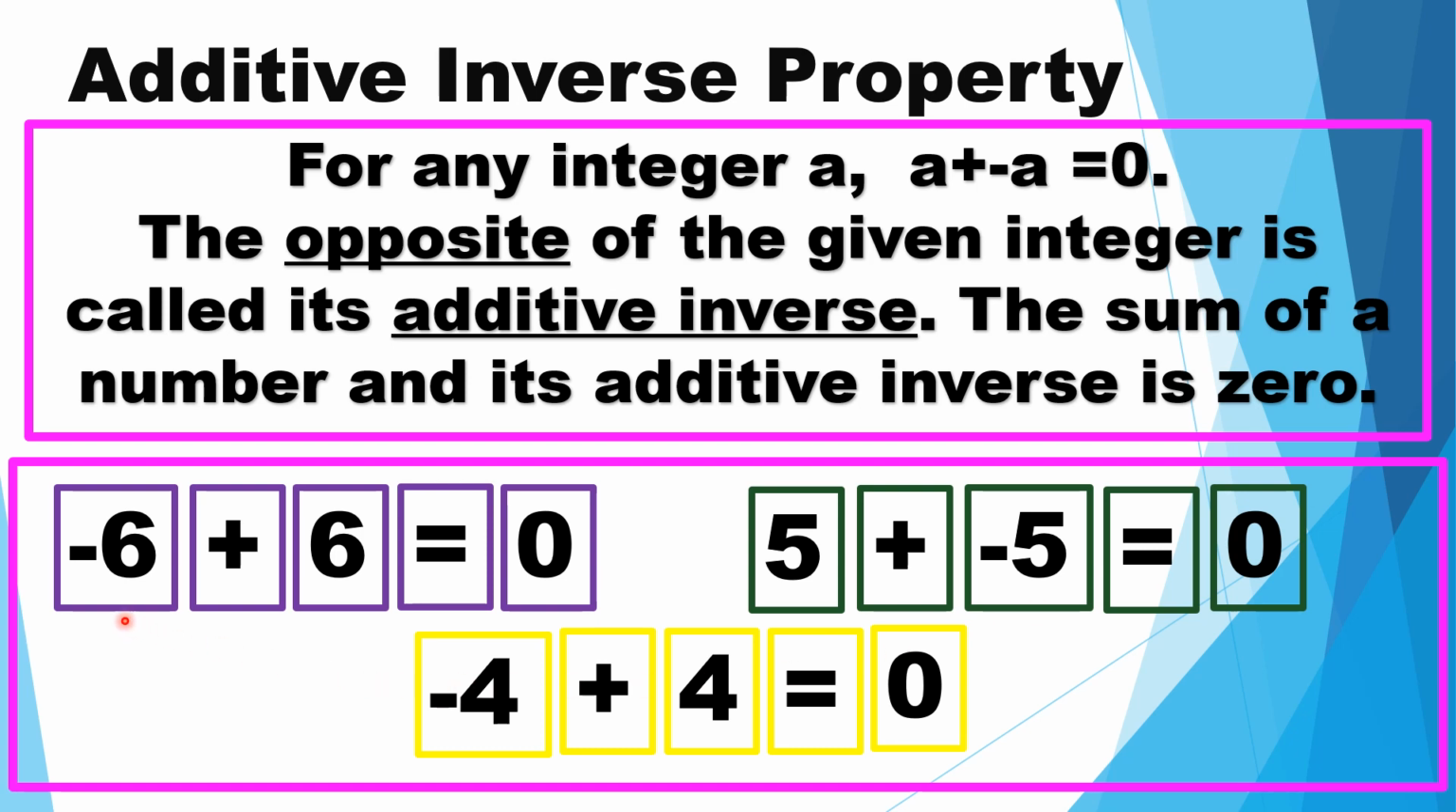Tingnan nyo, yung sign ng negative 6 is negative. Then yung opposite niya, positive 6. Negative 6 plus positive 6 is equal to 0. Yung opposite is called its additive inverse. So, ganun din dito. Positive plus yung opposite niya, negative. Positive 5 plus negative 5 is equal to 0. So, that is additive inverse property. The opposite of the given integer is called its additive inverse. The sum of a number and its additive inverse is 0.